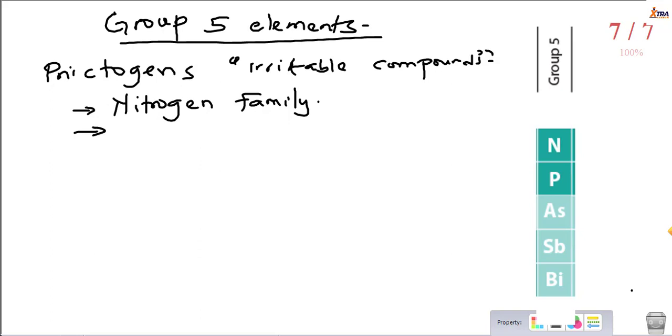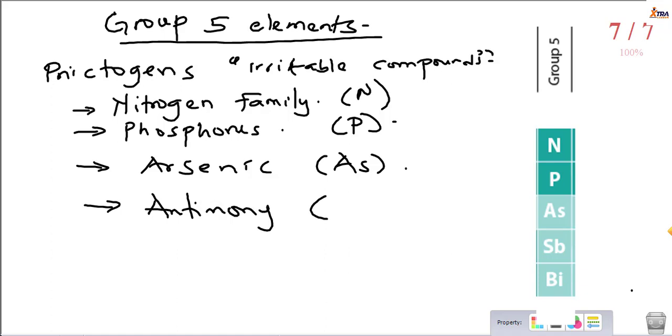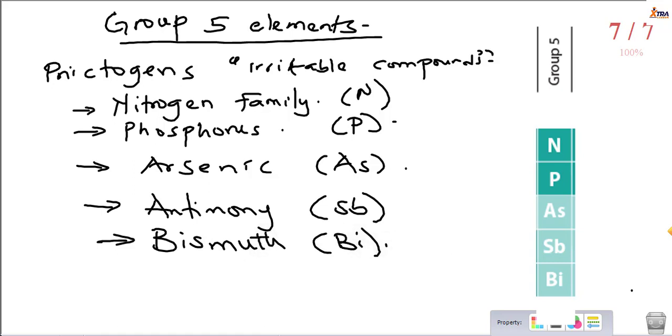Other members of this group include phosphorus, arsenic. So nitrogen is N, phosphorus is P, arsenic is As, right? Antimony is Sb. The Latin name is stibium. And finally bismuth, Bi. Alright? So these are members of group 5: nitrogen, phosphorus, arsenic, antimony, and bismuth. Because nitrogen is the first, we call them the nitrogen family.